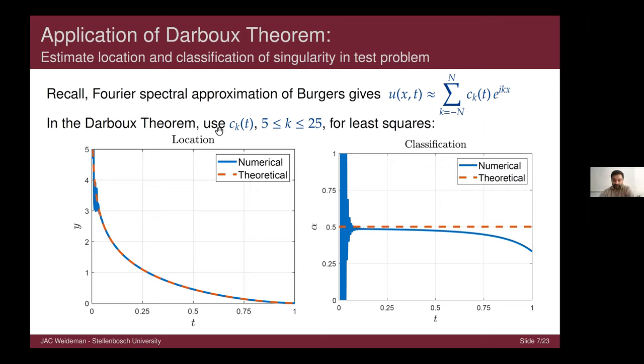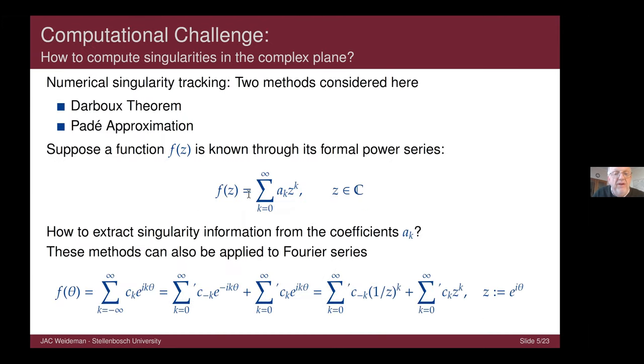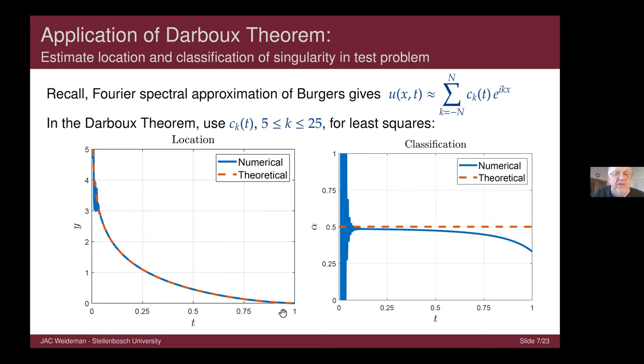So let's see what the Darboux estimates give for this particular Burgers computation of ours. In this case, I've just used the coefficients 5 through 25. On the left here, you see the location of the singularity. The blue curve is how the Darboux estimates predict the location of the singularity to be, and the red curve is from the theory. Remember, we have an explicit expression for the location of the singularity from theory. So we can compare, and we see it's a rather good match, except here in the beginning, where the singularity is still too far from the real axis, so things are not so accurate.